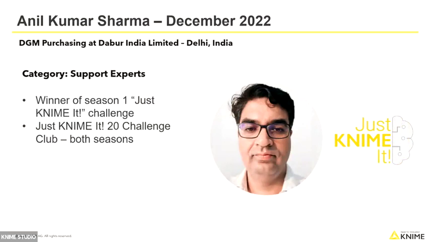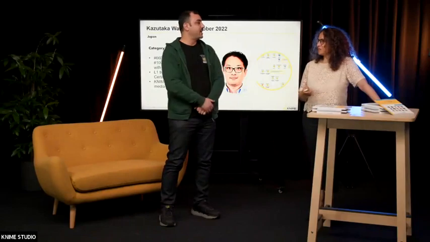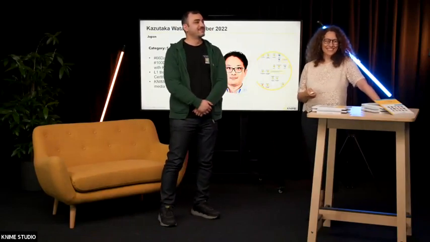And next we have Anil Kumar Sharma from India. He's also, together with Raffaello, the winner of season 1 of the Just KNIME challenges. And both seasons, right? Yes, he's a member of the 20 challenge club for both seasons, a great challenger to hold the title.